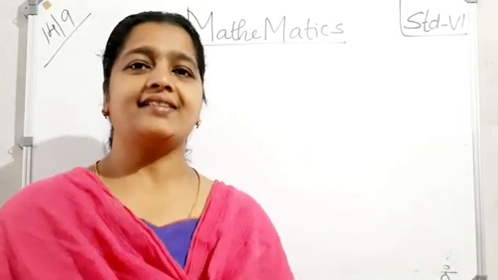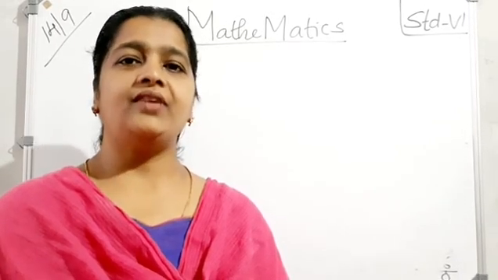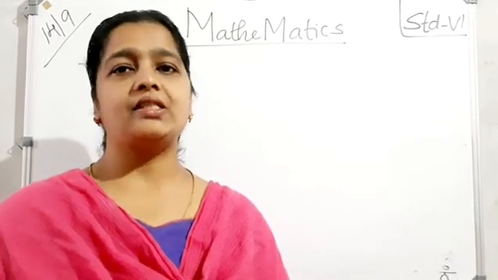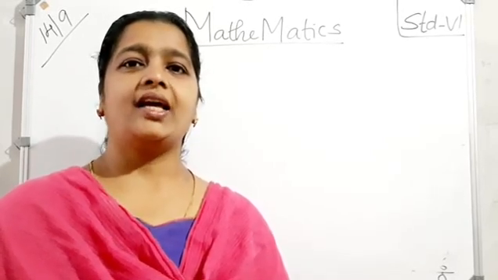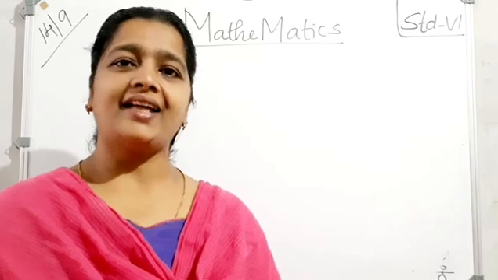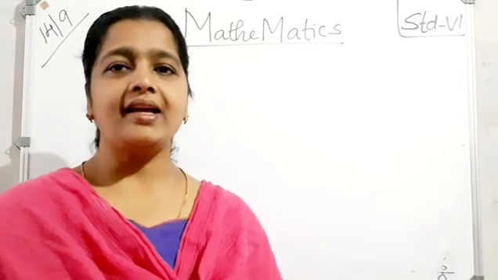Divisibility by 10. Yes, if the last digit is 0, then we can say that the whole number is divisible by 10. Say the example. Yes, 1000, 10,000, then 210, etc. These numbers are divisible by 10.